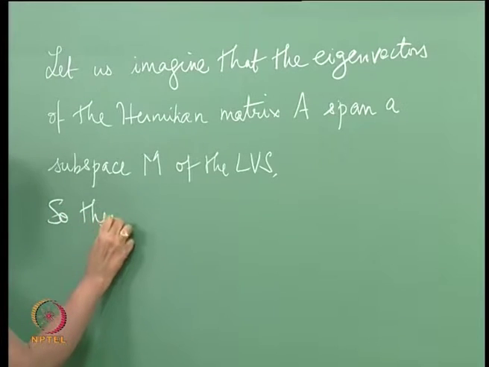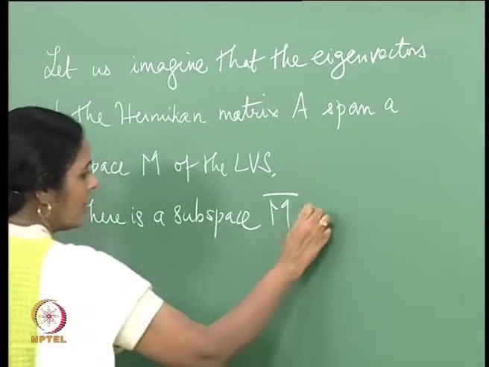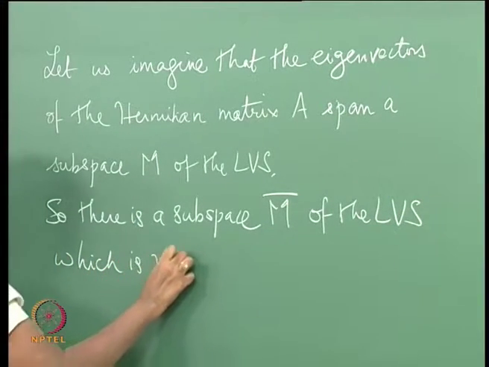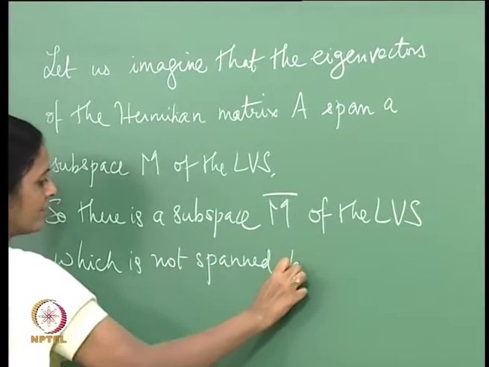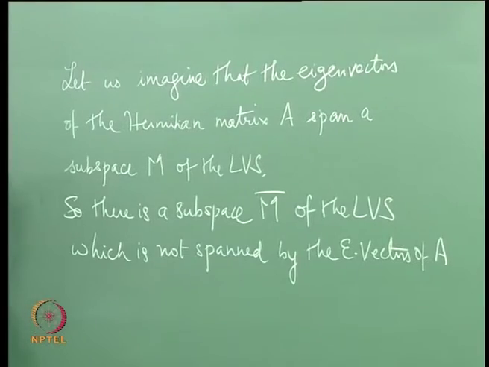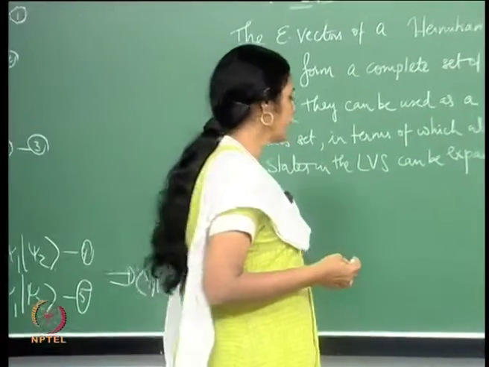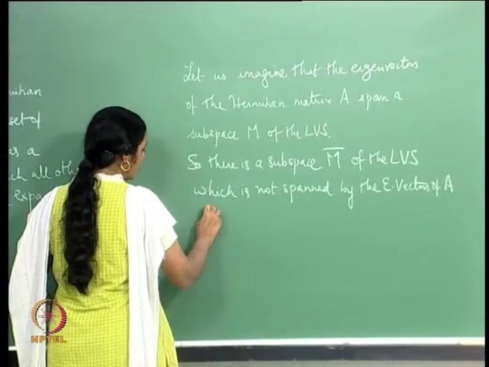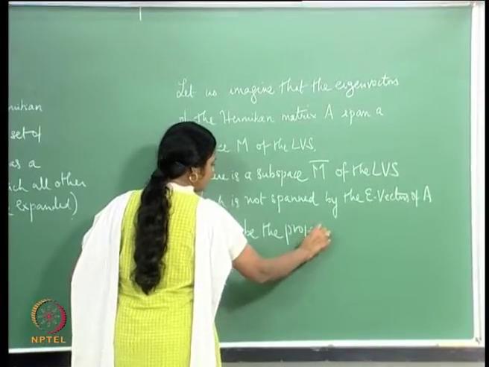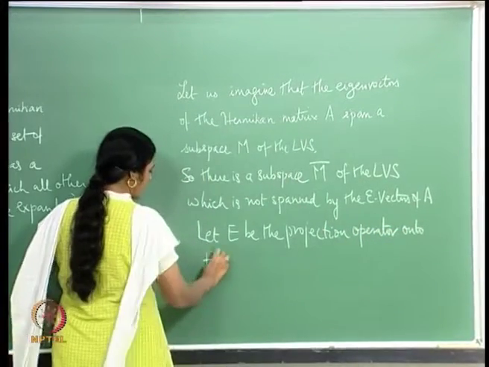So, there is a subspace M bar of the LVS which is not spanned by the eigenvectors of A. The total linear vector space is composed of M and M bar. Now consider the projection operator. Let E be the projection operator onto the subspace M.